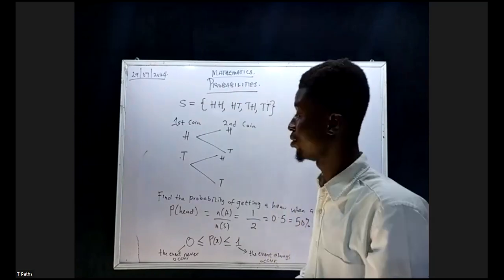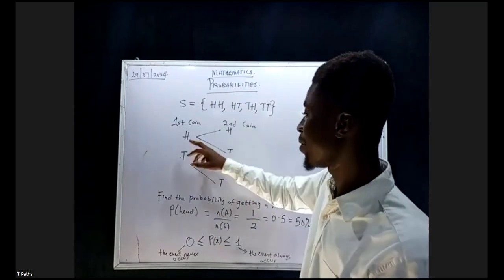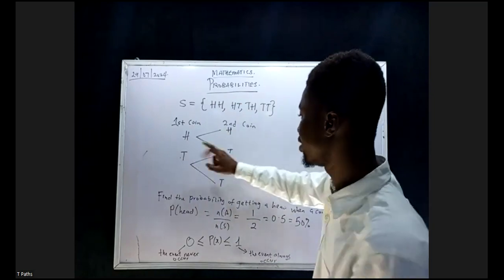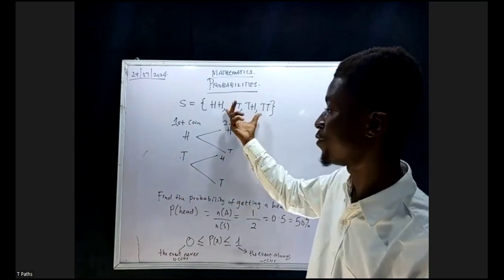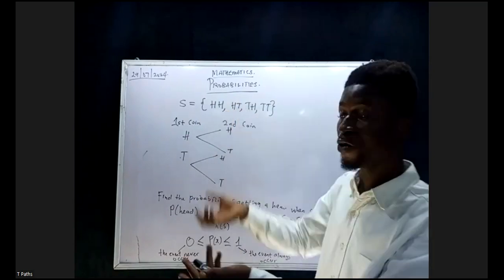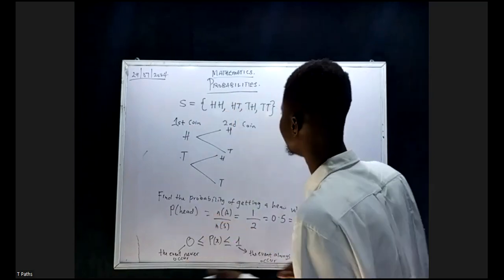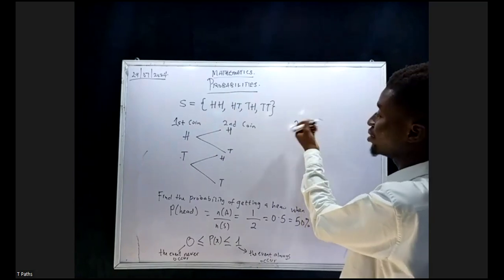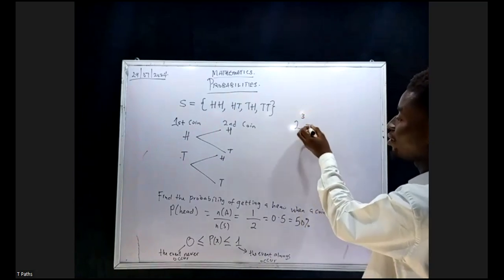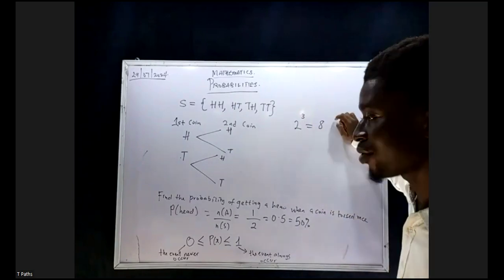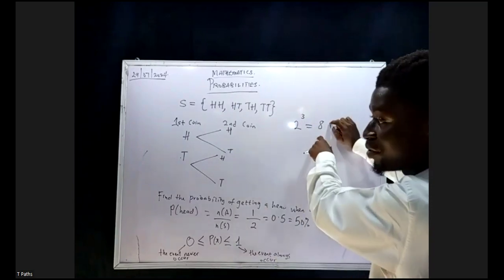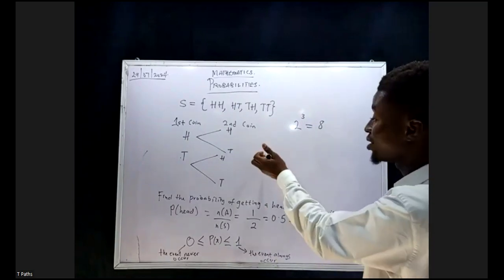Do you get it now? So if I toss 2 coins, I have probability of getting head, head; head, tail; tail, head; tail, tail. That is 4 outcomes. Now, let's go further to 3 coins. What would that be? This is just the cheat: 2 raised to power 3. 2 raised to power 3 will give me 8. That means if I toss the coin 3 times, I will have 8 possible outcomes. Now, let's confirm that.